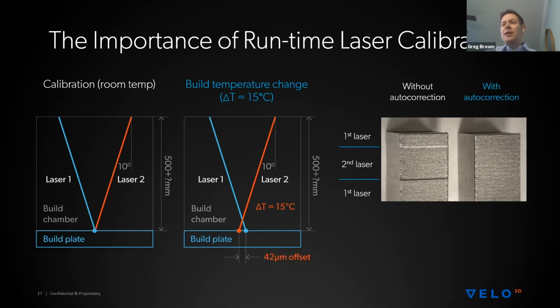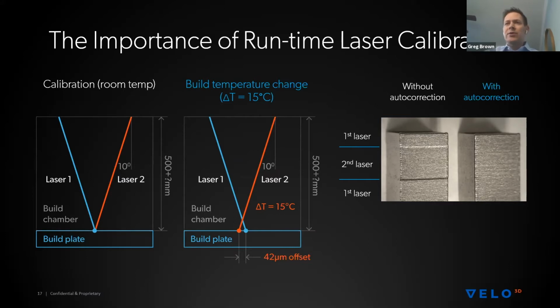This is just a simple example of the types of things that can cause overlay drift. But in reality, there are a lot of complicated ways in which the two lasers can slightly drift from each other over time. So what we have is this auto correction capability where, in situ, we automatically check where the lasers are. An example of that is shown on the right there.